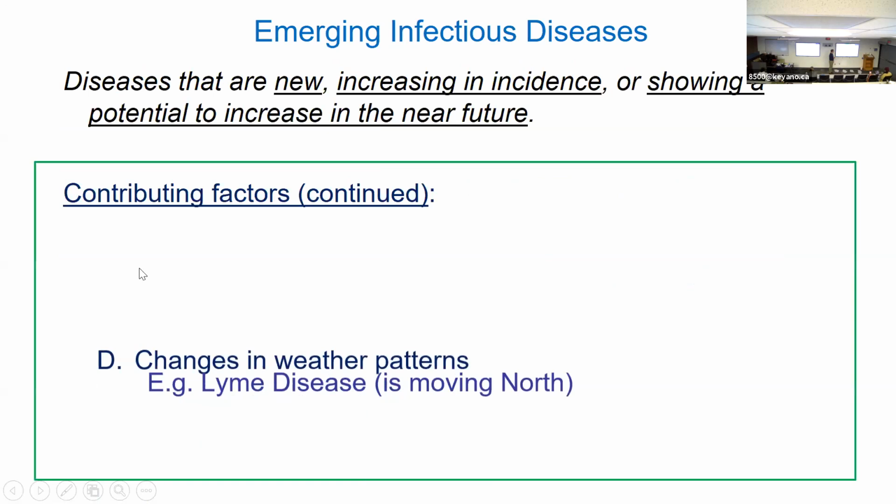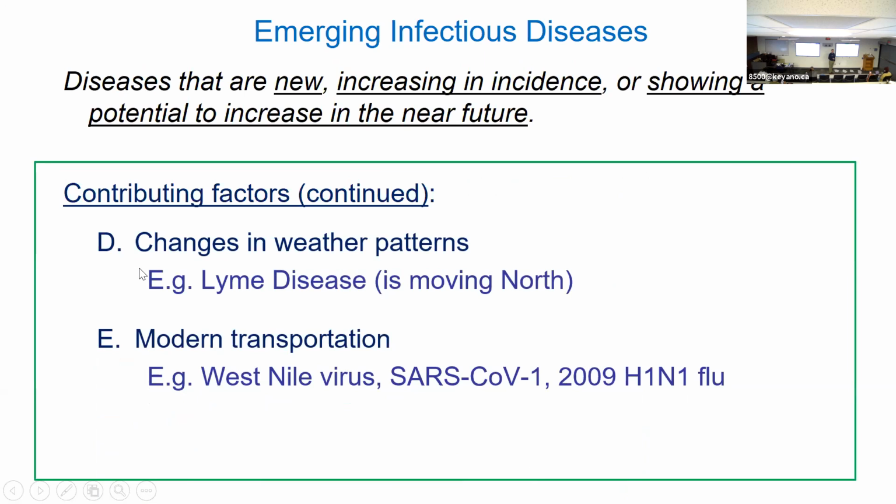Okay, one other thing: changing patterns. We're talking about climate change and things like that. You look at the spread of Lyme disease over the past 40 years. It arrived in Canada in 1982, right? It was just found in one location, and now it's slowly spreading. It's been in Manitoba for about 10 years now, and places that didn't have it are slowly getting it.